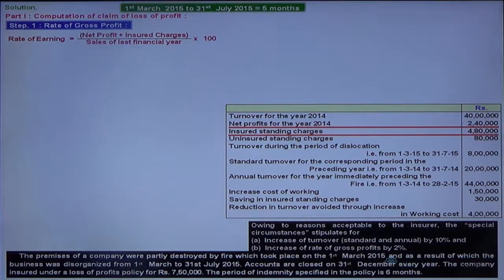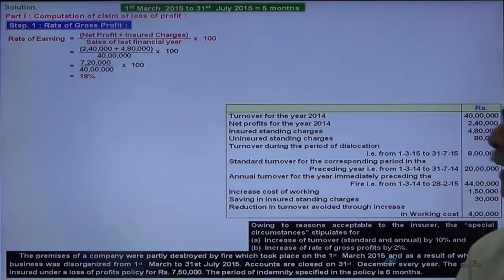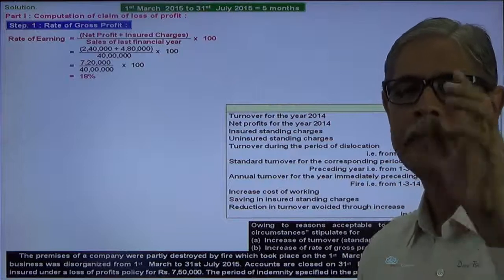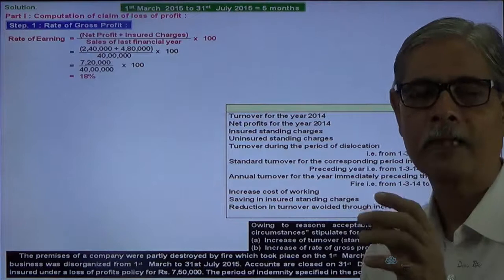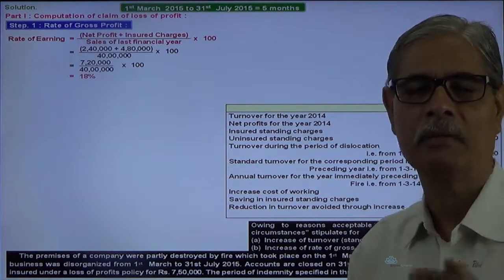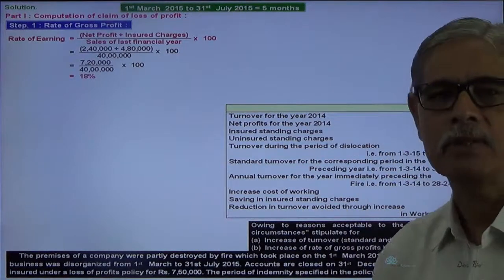You are given the details of net profit for 2014 and insured standing charges for 2014. Then I write in the numerator and I write the turnover for the year 2014 in the denominator, multiplied by 100, I'll get the rate of gross profit that has been earned in 2014. So 18% is the rate of gross profit that we have earned in 2014, and the loss is likely to occur in 2015 on the basis of that, subject to special circumstance clause.